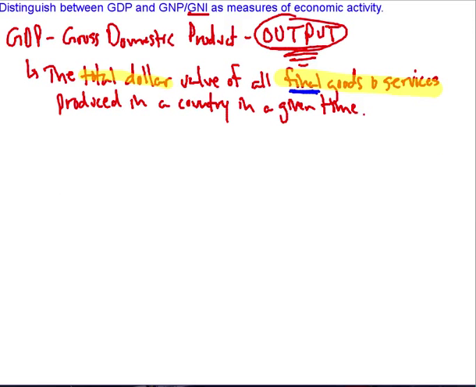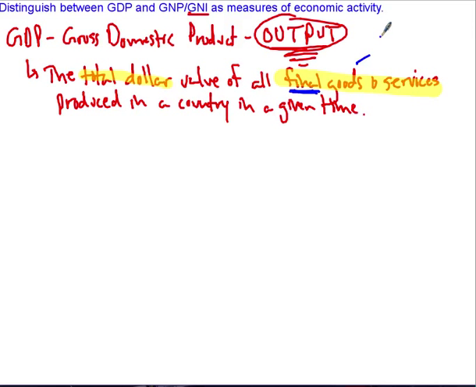Birdhouses would be another example. You go and buy the wood for the birdhouse. You don't want to count the dollar value of the wood that you buy and then count it again when you sell your birdhouse, because you're going to be taking that into consideration when you set the price of your birdhouse. So that's the total dollar value, measured in dollars, of all final goods and services.